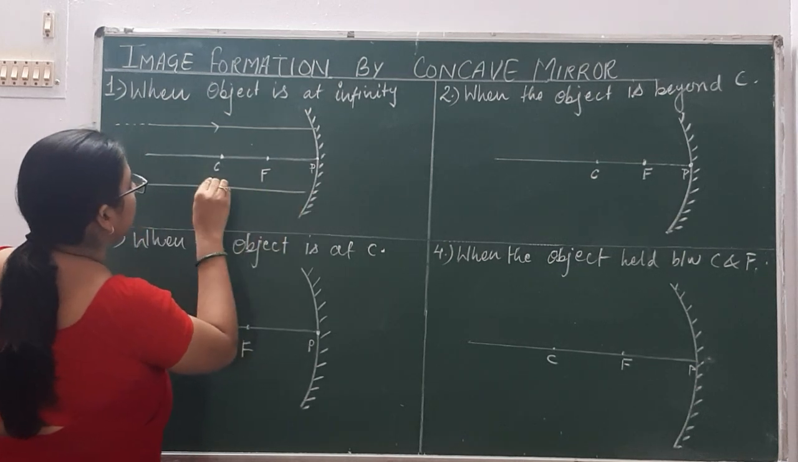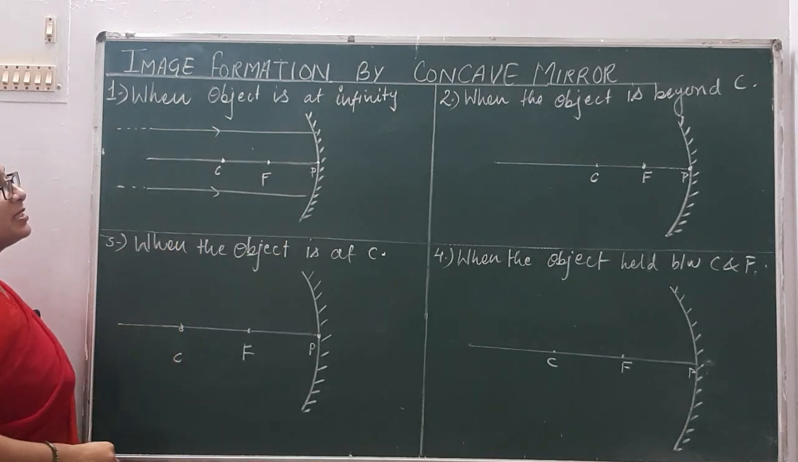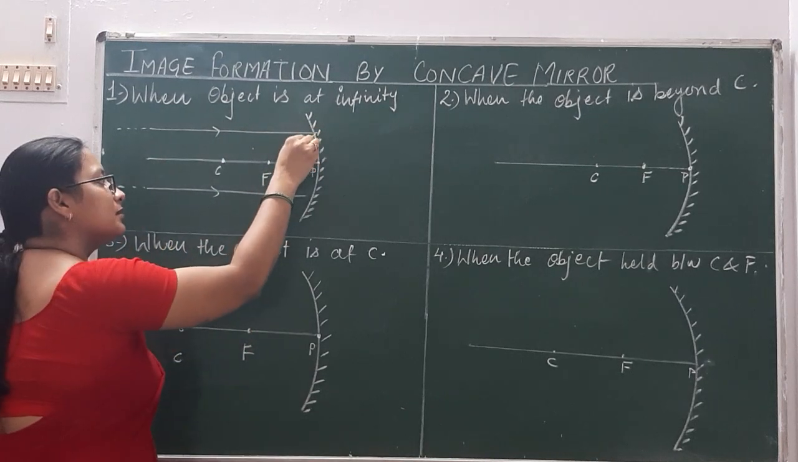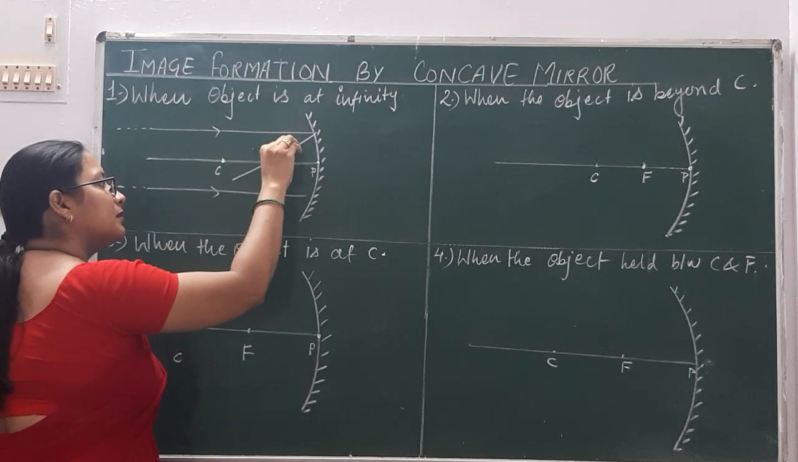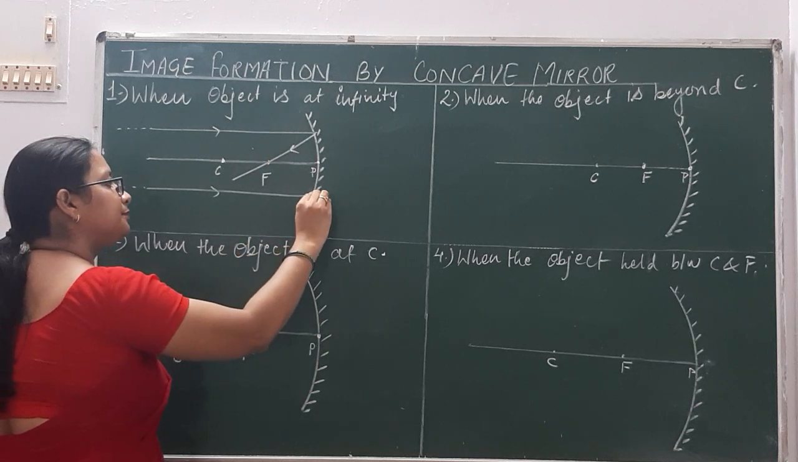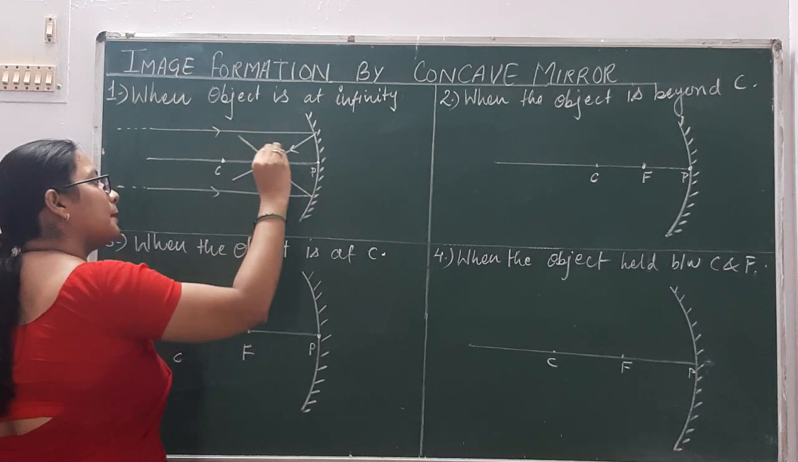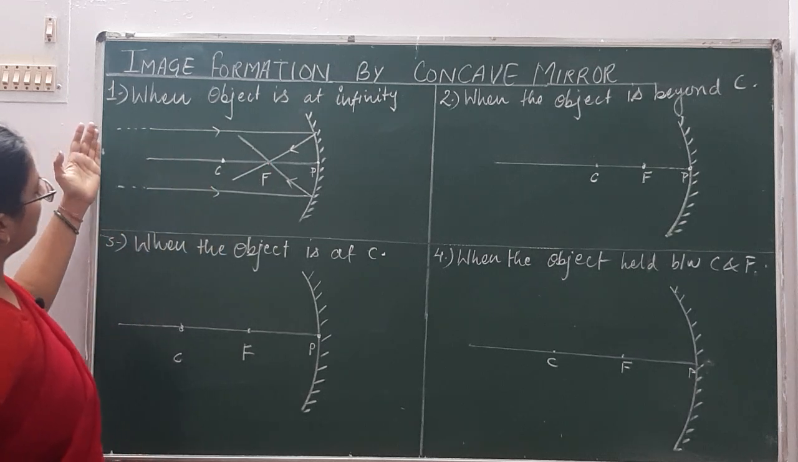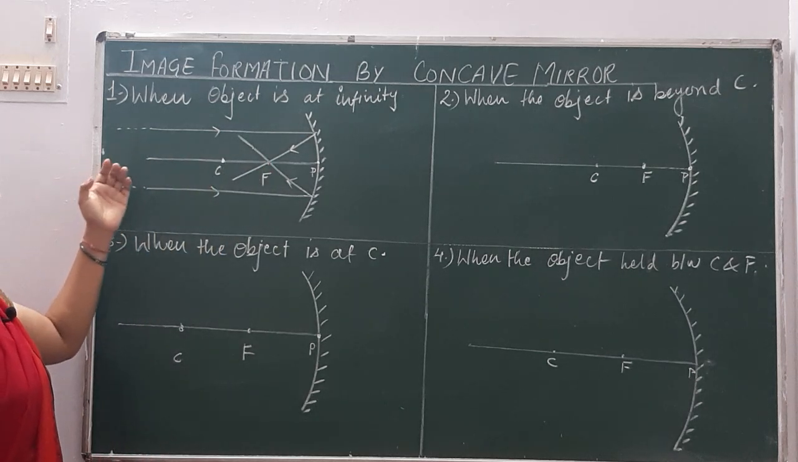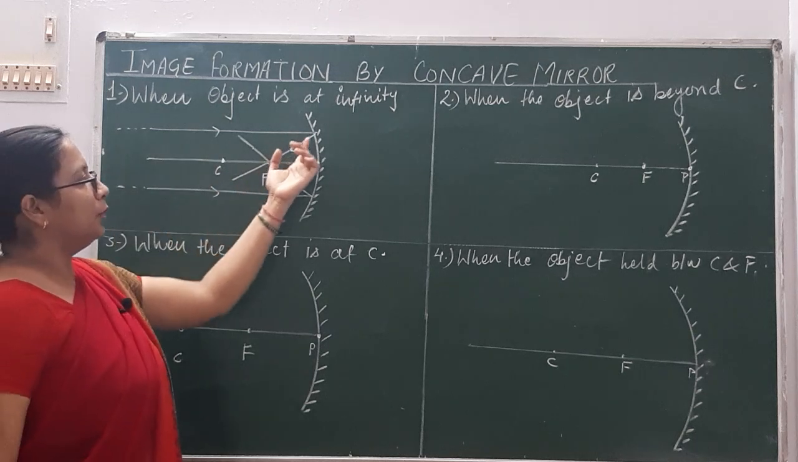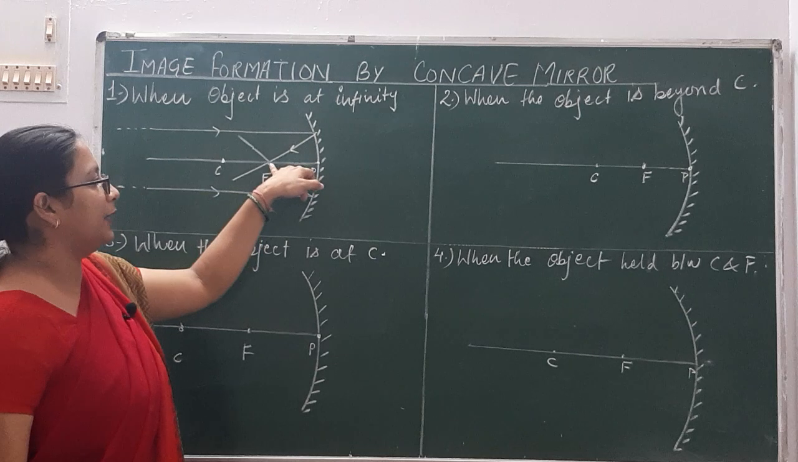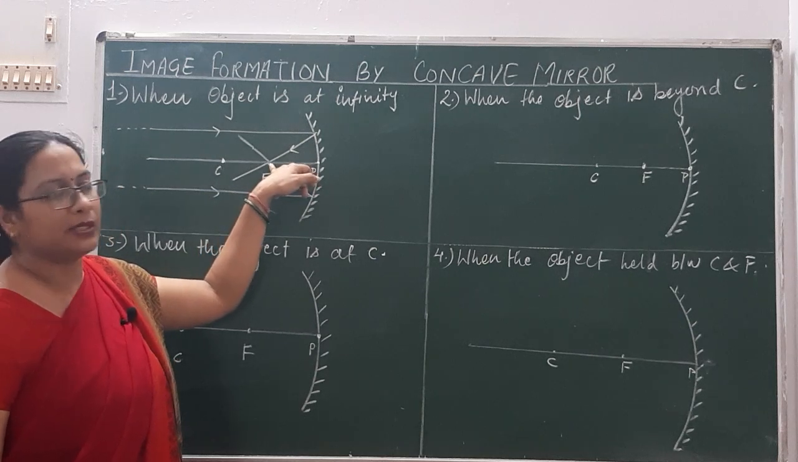First rule, when the ray of light is coming parallel to the principal axis, after reflection it will pass through focus. So children, see here, object is at infinity, so rays are coming from infinity, but after reflection both the reflected rays will intersect at a point which is on focus.